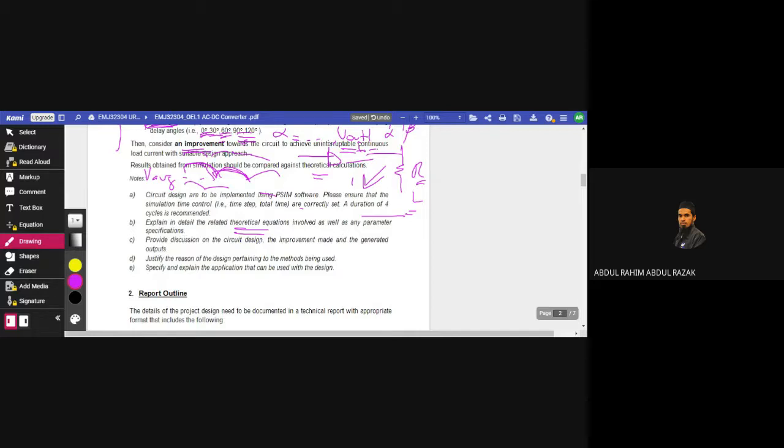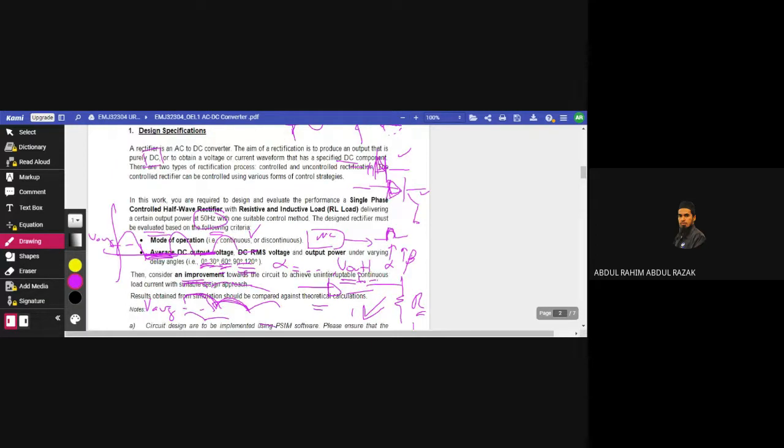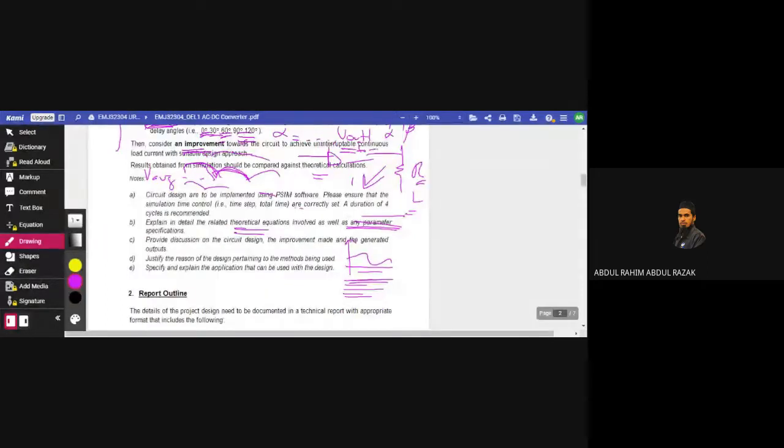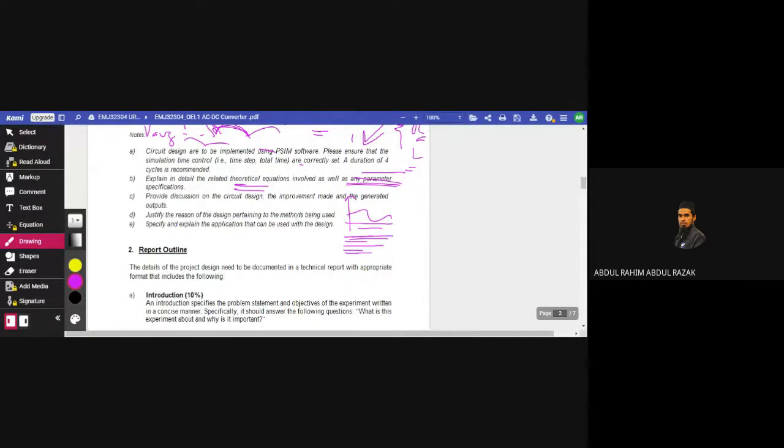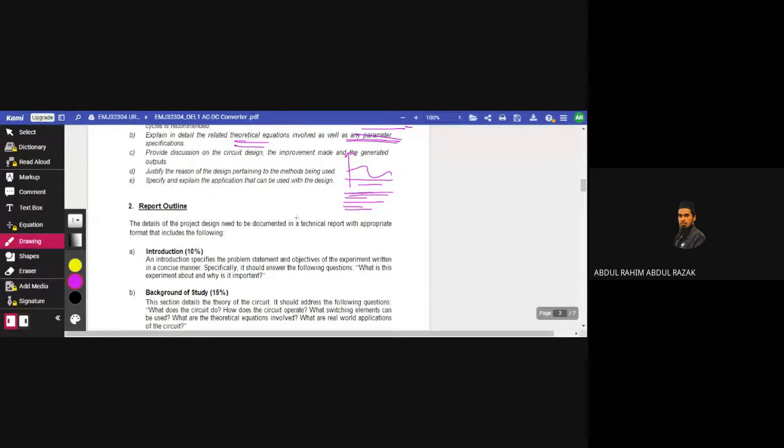Provide discussion on the circuit. When you produce a circuit, please have a discussion below the circuit. If you produce a graph, below it also has to have a comment, or you have to have a title, label, and discussion below the graph. Okay. Justify the reason of the design pertaining to the methods being used. So when you use the approach, what are your reasons? Specify and explain the application that can be used with the design. So let's say you produce that design, how actually can your design be utilized in the market or from the consumer point of view? Like you say your design can be used for a charger, a low cost handphone charger or a renewable energy charger, whatever. So you can suggest any kind of application for your design.